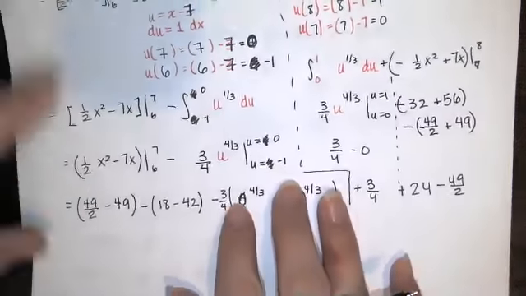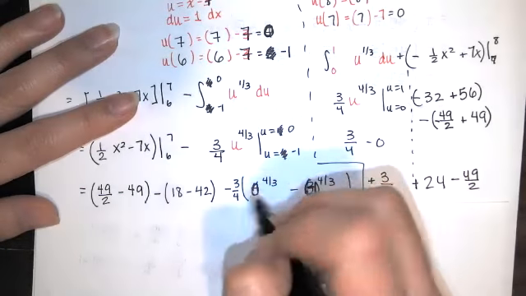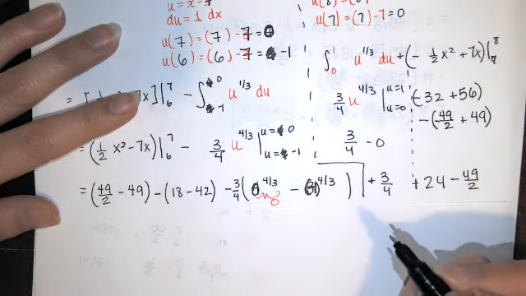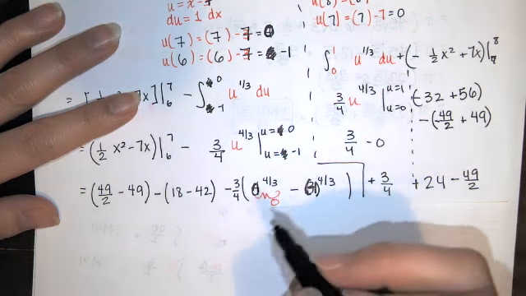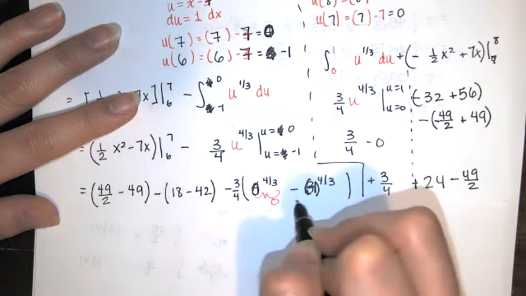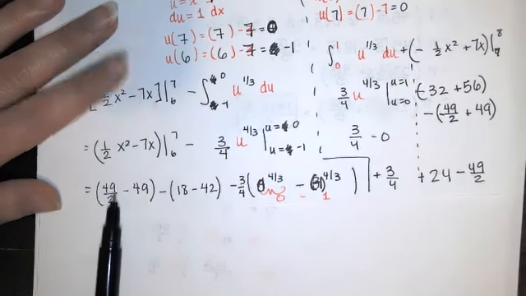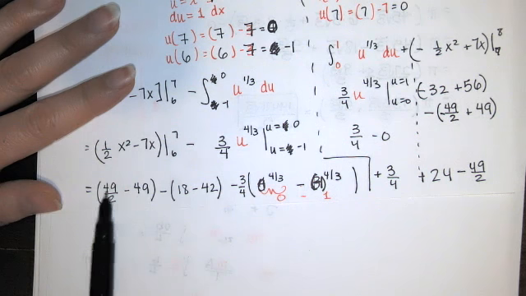Okay, so we've got this here. And of course, 0 to the 4/3 power is just 0. If I take a negative 1 and I raise it to the 4th, it's going to be positive 1. The cube root of positive 1 is 1. So this is going to be minus 1. We're subtracting 1 there. All right. And so we've got 49 over 2, or half of 49 minus 49. We're going to end up with negative 1/2 times 49 there.